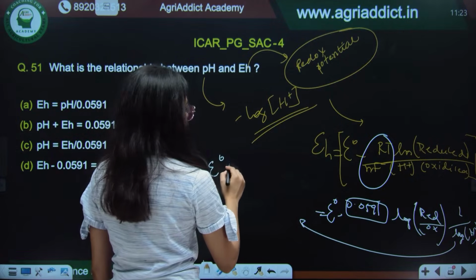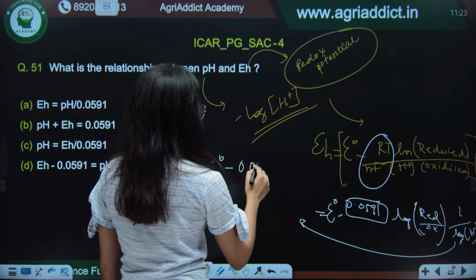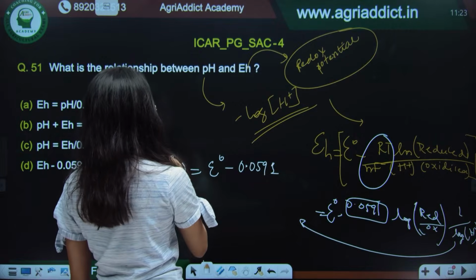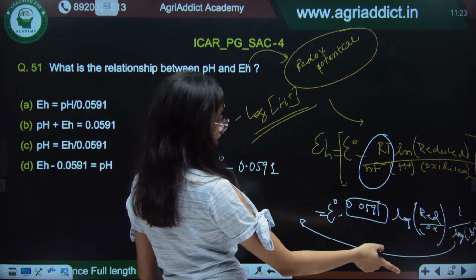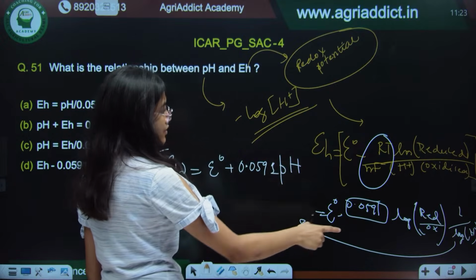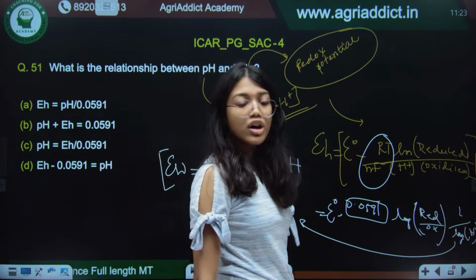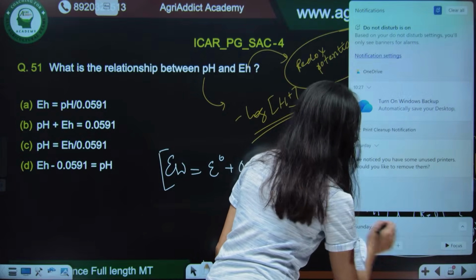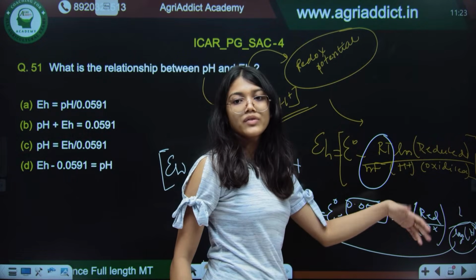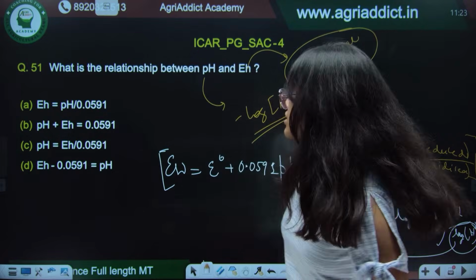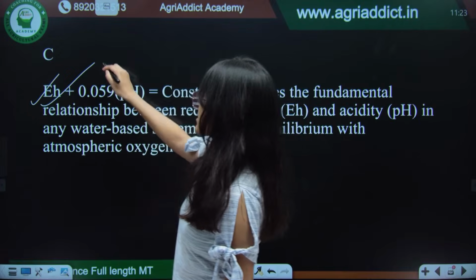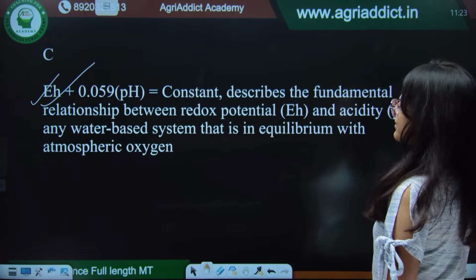So it is E0 minus 0.0591. Okay, so EH is equal to E0 minus 0.0591 pH, but it will be positive, because the log H plus is present here at the bottom and there is a minus sign here. So when we reverse it, it will be positive. So from this, what comes is that EH plus 0.059 pH is constant.